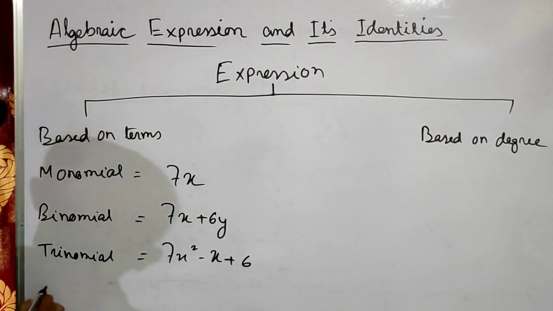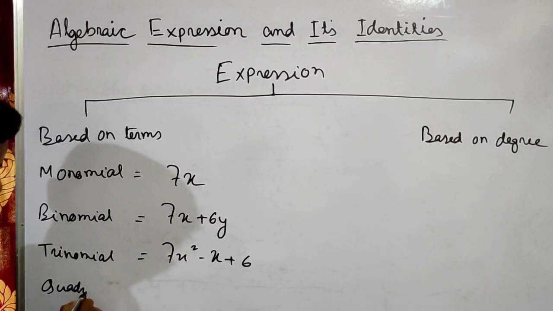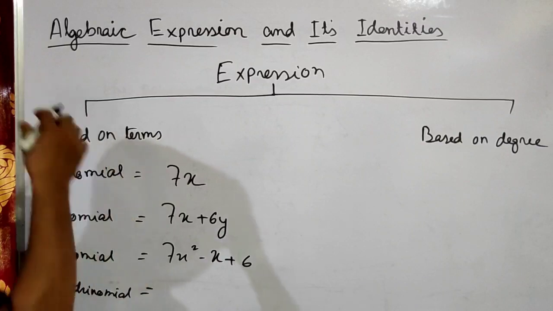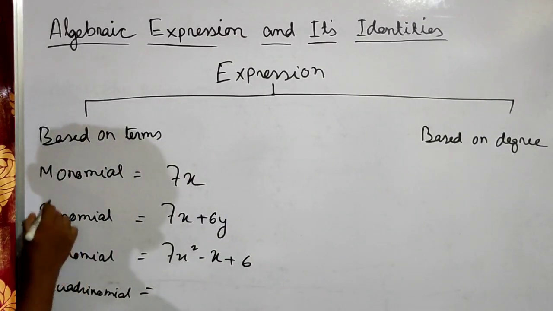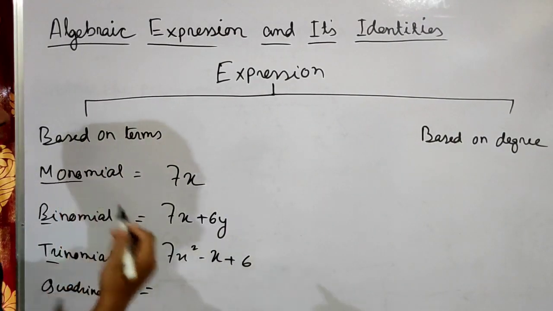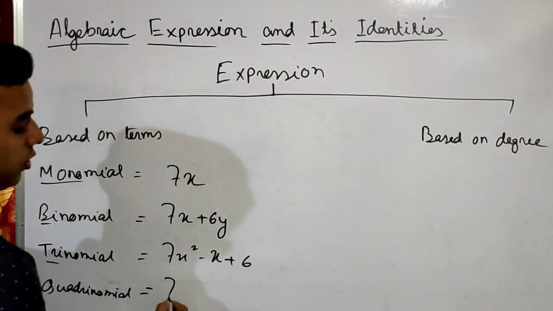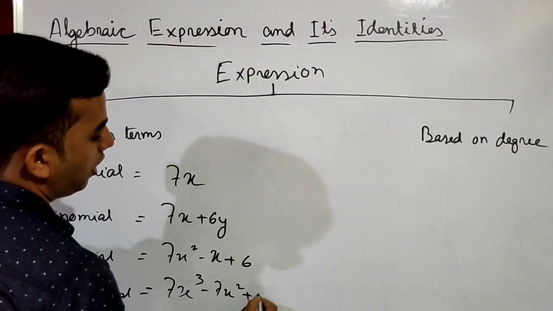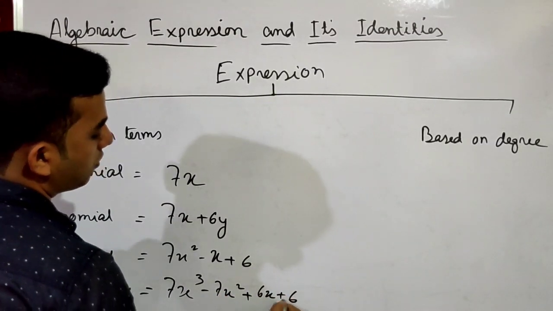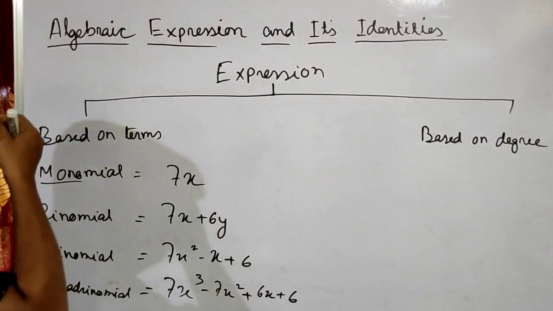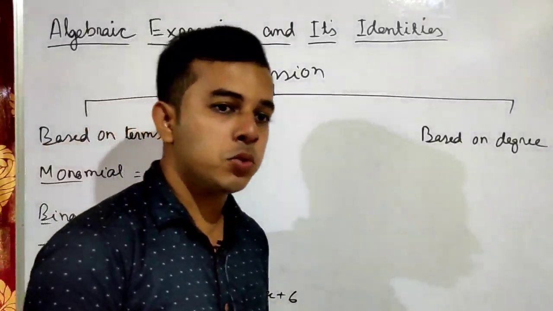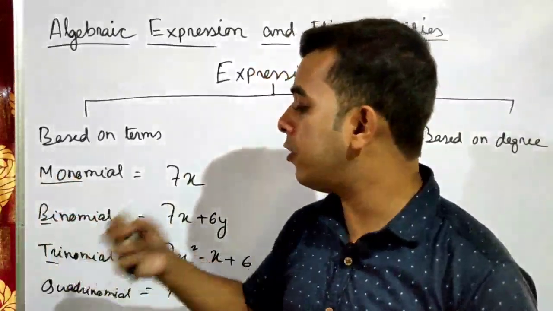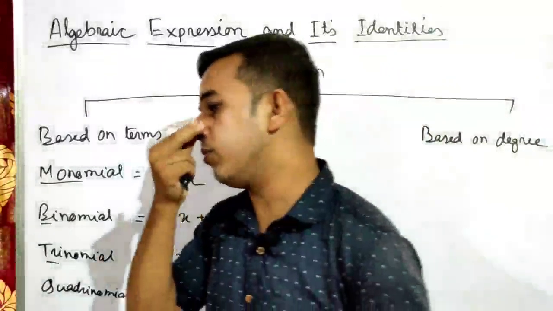Then quadrinomial. Quad means 4, tri means 3, bi means 2, mono means 1, nomial means expression. So quadrinomial will be what? 7x to the power 3 minus 7x square plus 6x plus 6, 1, 2, 3, 4. Then polynomial means what? The expression which has one or more than one term is known as polynomial. So monomial, binomial, trinomial and quadrinomial are also polynomial.